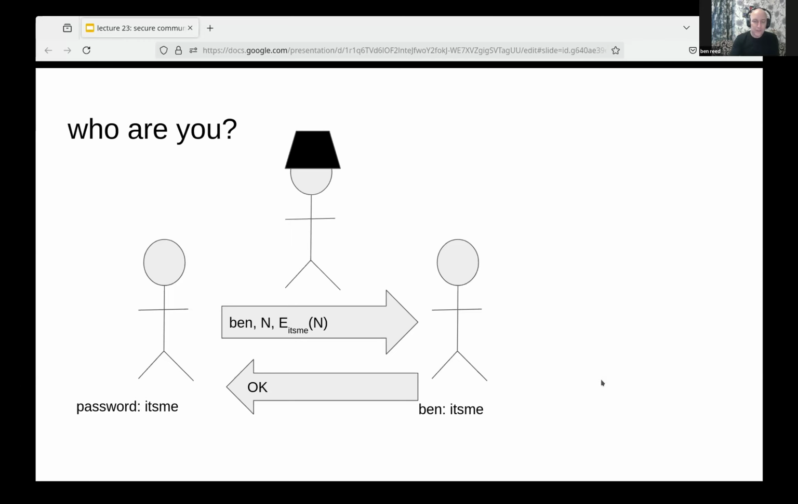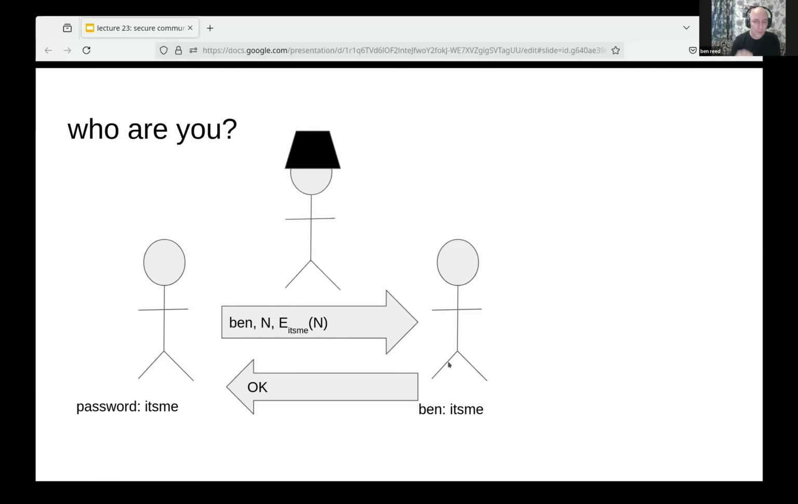So what we can do is, when Ben goes to identify himself, he'll say, I'm Ben, and he'll pick a random number. And then he'll encrypt the random number with his secret. Okay, so he doesn't send the secret over the network. He uses it to encrypt this nonce.